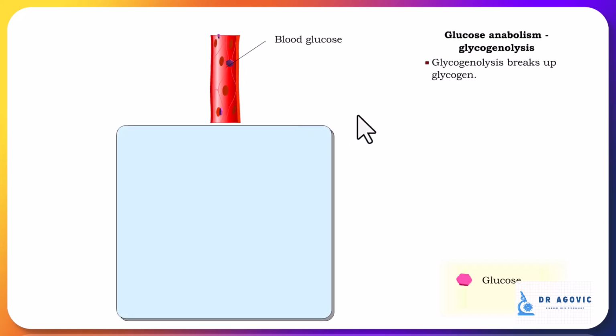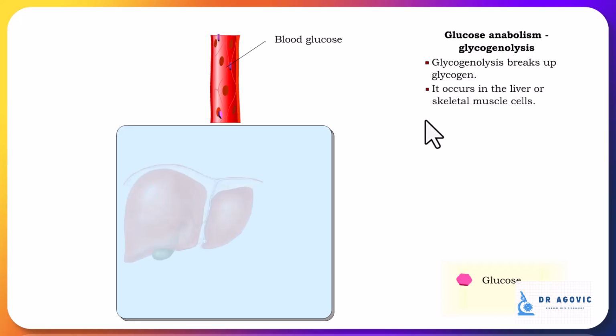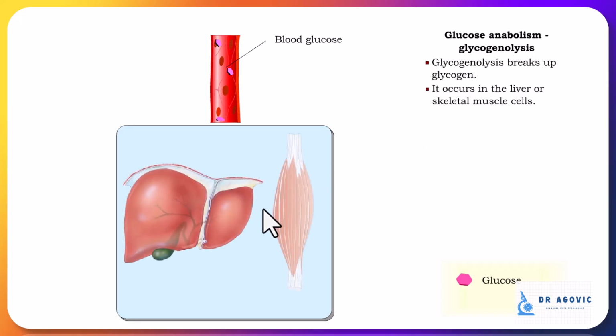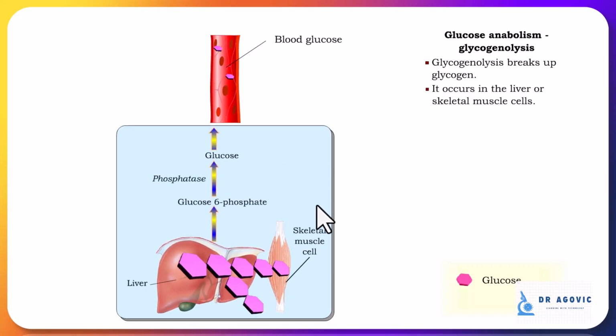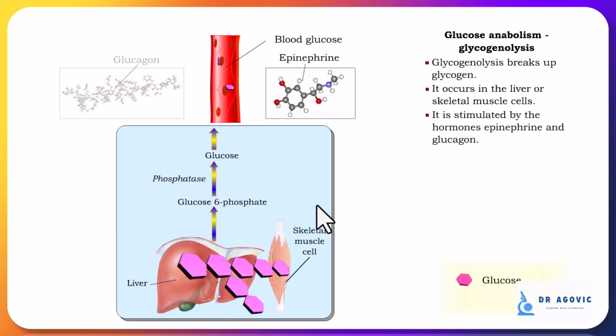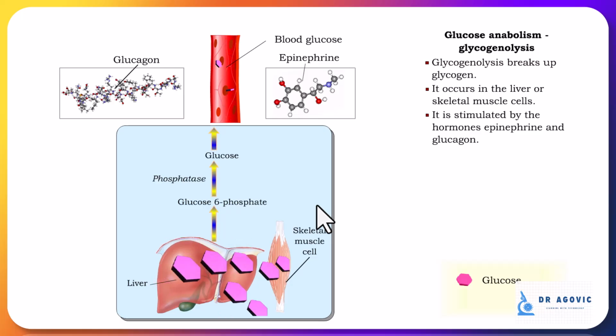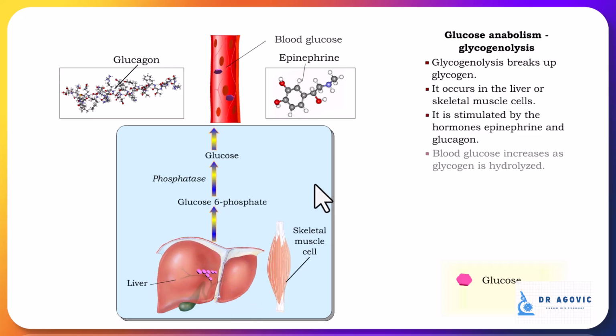Glycogenolysis is a process that breaks up glycogen and occurs in the liver and in skeletal muscles. The hormones epinephrine and glucagon stimulate glycogenolysis. As the glycogen is hydrolyzed, blood glucose will increase and may be oxidized by the cells to get energy.